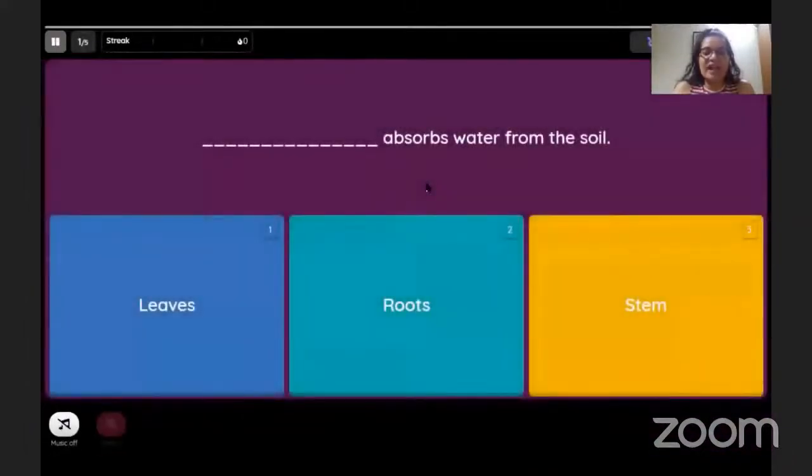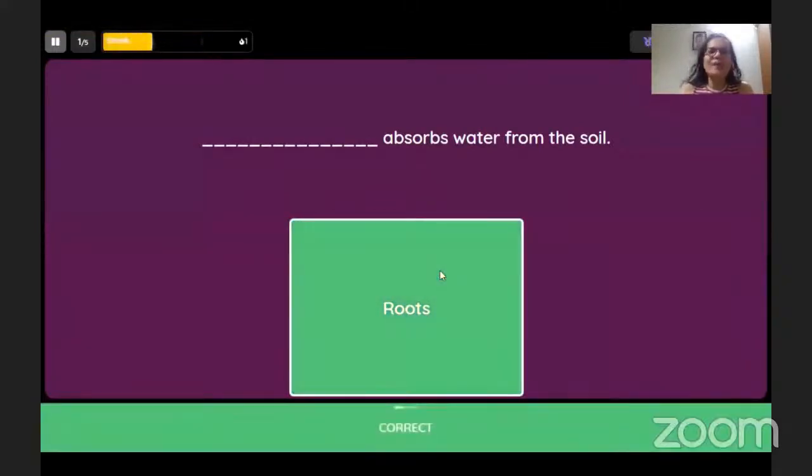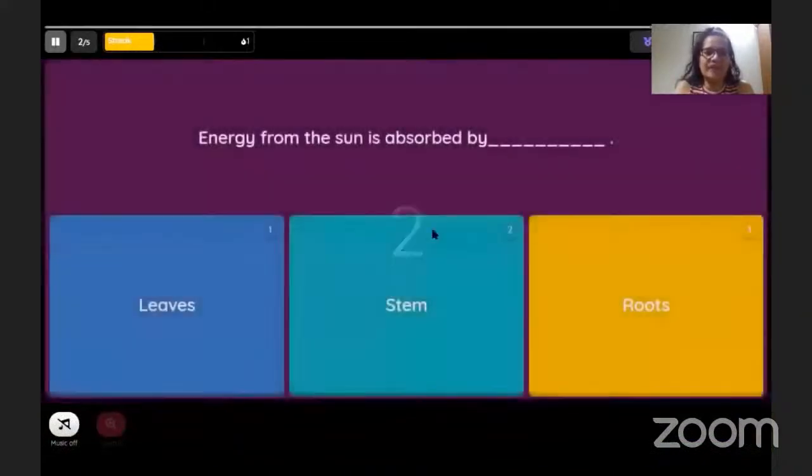First question. Dash absorbs water from the soil. Leaves? No, leaves do not absorb water. Leaves take in the carbon dioxide and receive the sunlight. Roots absorb the water. What does the stem do? Stem transports the water from the roots to the leaves and the other parts of the plant. So who absorbs water? The answer is roots. Did you all get this right? Good job, everybody.